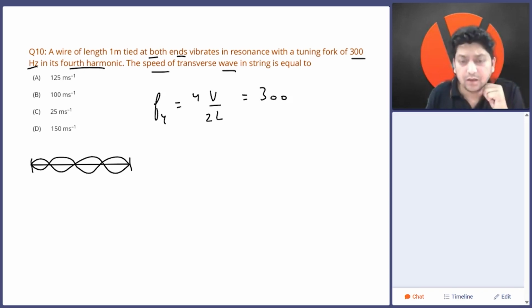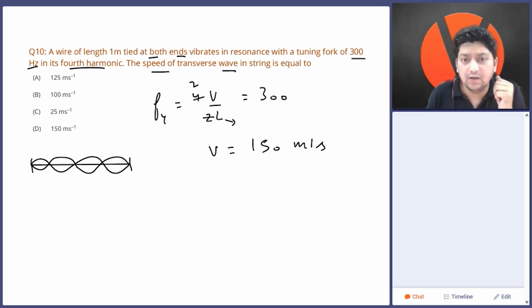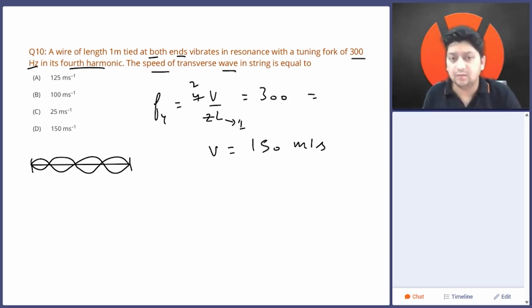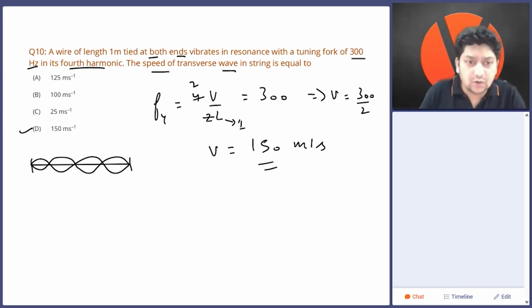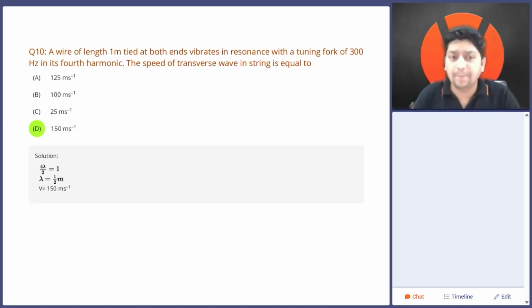Now length is 1 meter and V will be equal to 150 meter per second. That's it, because this and this will be cancelled out, and L has value 1, 2 will be brought over here. V will be equal to 300 by 2. So now 150 meter per second will be the correct answer. So option D will be the correct answer, right? So this is the way of solving this type of question.